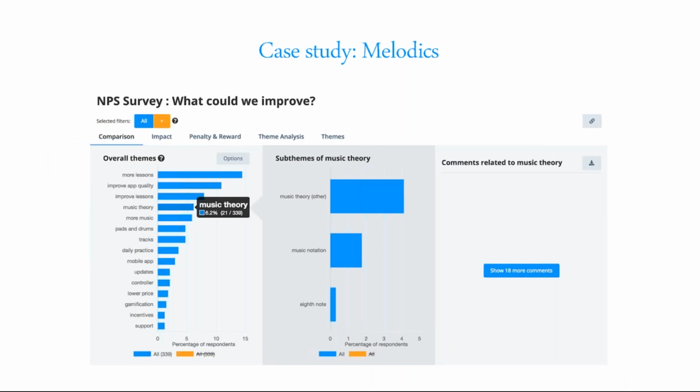Yeah, and when I saw the slide, it reminded me of a case study we did with a company called Melodic, just recently. Melodic is an app that helps you learn how to play a musical instrument. And what they told us is that they've been discussing within their organization whether or not they should be including lessons of music theory, or it should be just practical, being able to actually play. What they did is they asked their customers again in an NPS survey, and they were surprised by just how many people mentioned that music theory matters to them.